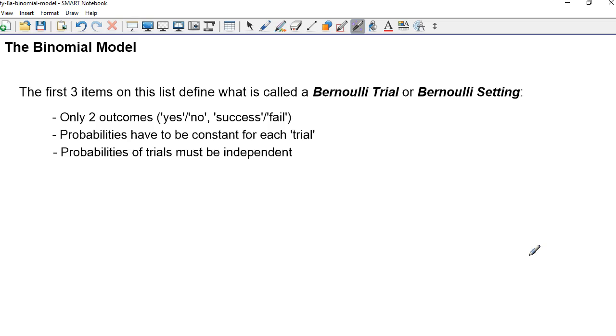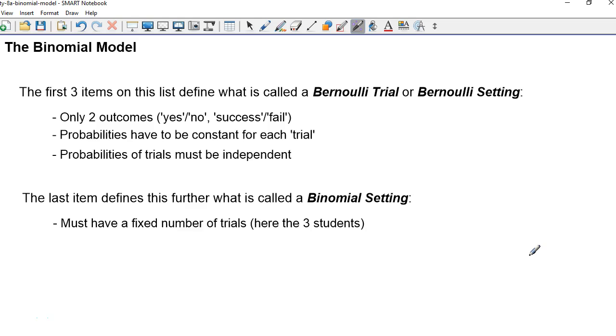So the first 3 items on that list define what is called a Bernoulli trial, or a Bernoulli setting, named after a famous mathematician who first proposed this. The only 2 outcomes criteria, probabilities have to be constant for each trial, and the trials have to be independent. If we have that situation, it's known as a Bernoulli trial problem, or a Bernoulli setting.